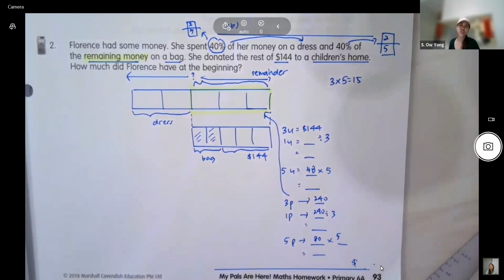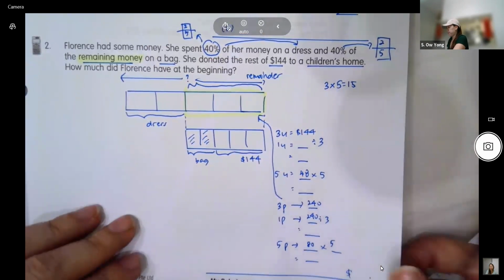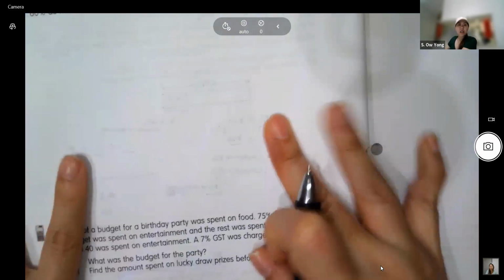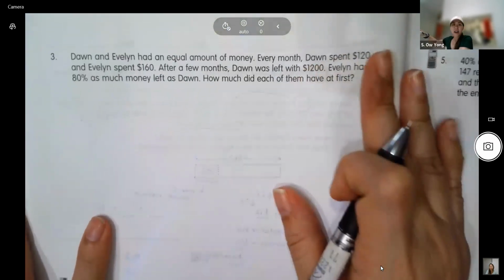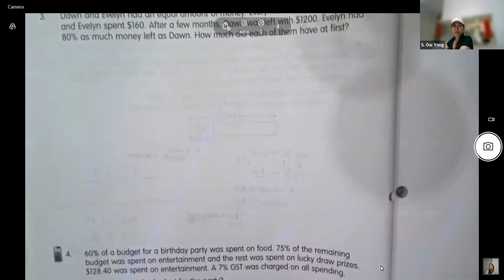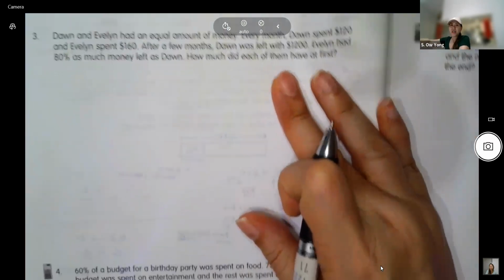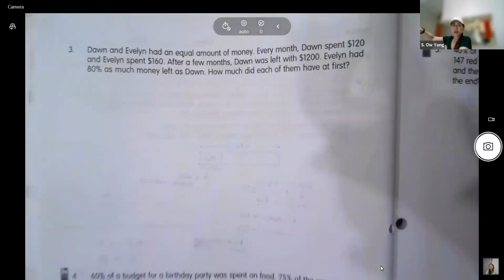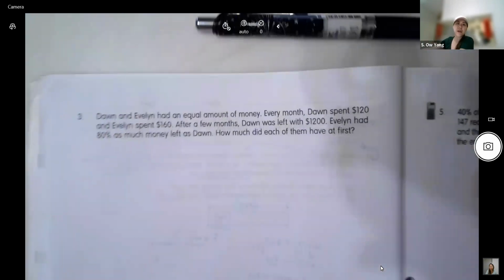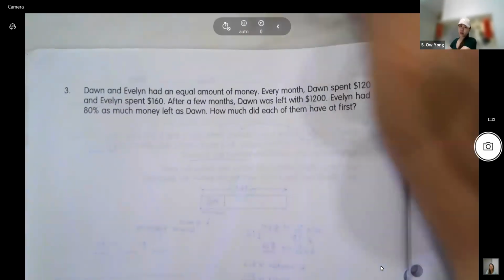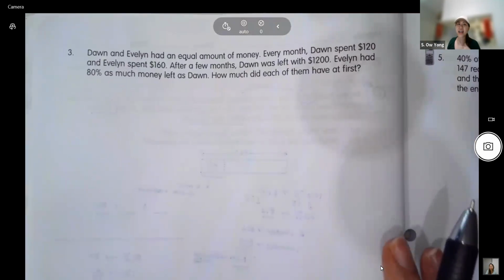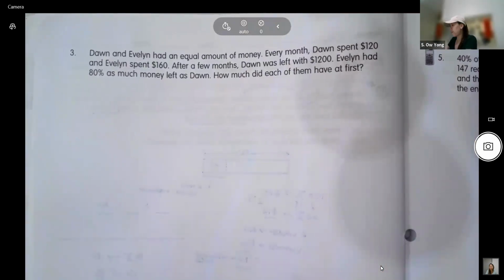Then you will get question 2. Let's move on to question 3. Question 3. Dawn and Evelyn had an equal amount of money. Every month, Dawn will spend $120 and Evelyn will spend $160. After a few months, Dawn was left with $1,200. Evelyn had 80% as much money left as Dawn.